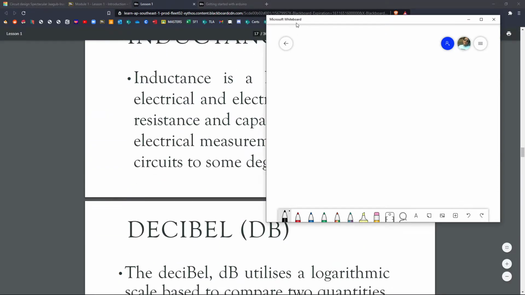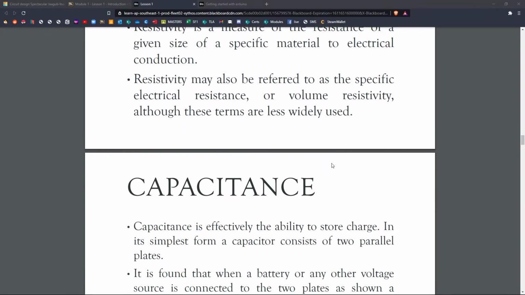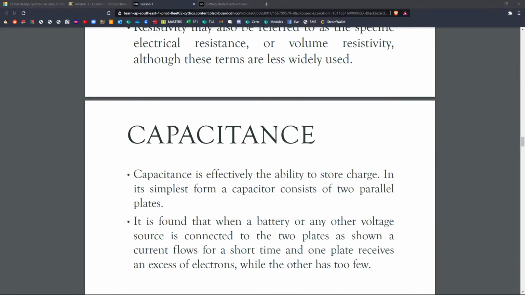Now that we have discussed this, let's move on to inductance. Or rather, let's go to capacitance first. So capacitance is effectively the ability to store charge. Take note of the terminology, ability to store charge. In its simplest form, a capacitor consists of two parallel plates. It is found that when a battery or other voltage source is connected to two plates shown, a current flows for a short time, and one plate receives an excess of electrons while the other has too few.